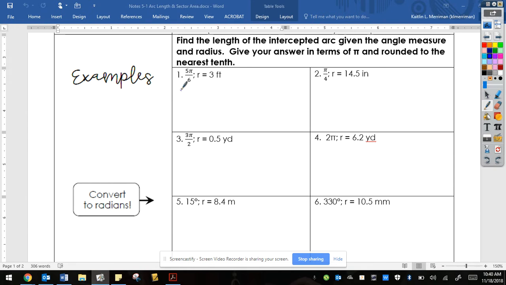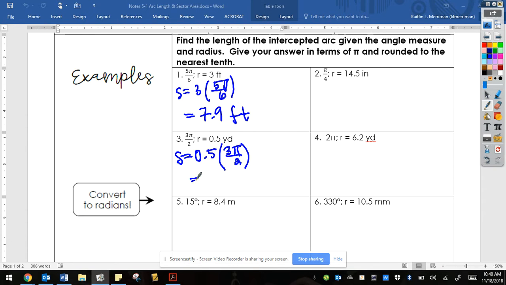So for this, we have S equals R times our theta, so 5 pi over 6, and that gives us 7.9, and then we need to include the unit with it, which is feet. Then we have S equals 0.5 times our angle here, which is 3 pi over 2, and that gives us 2.4 yards.